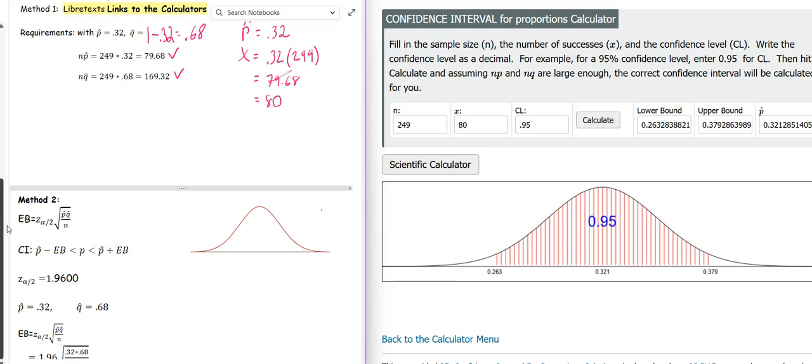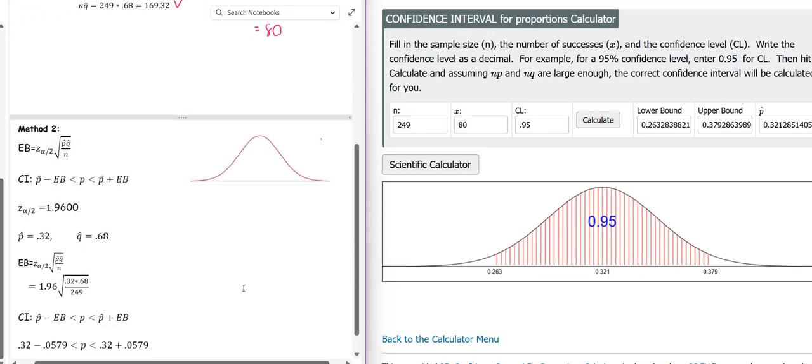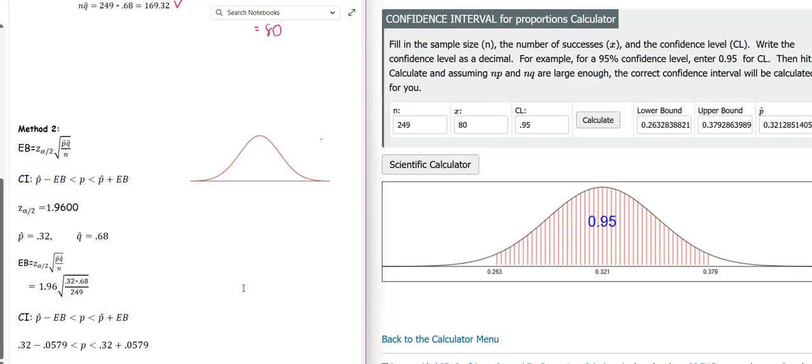Now, if you want to use formulas to do the problem, then you're going to use error bound is z sub alpha over 2 times the square root of P hat Q hat over N. And then your confidence interval is formed by taking that number and subtracting it from and adding it to P hat. For a 95% confidence interval, z sub alpha over 2 is 1.96. And I'll show you how I get that.